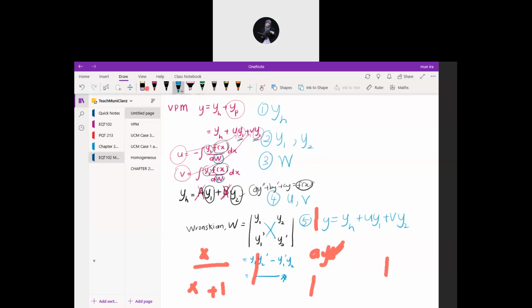The challenge of using VPM is here. Either you have simple integration or difficult integration here.